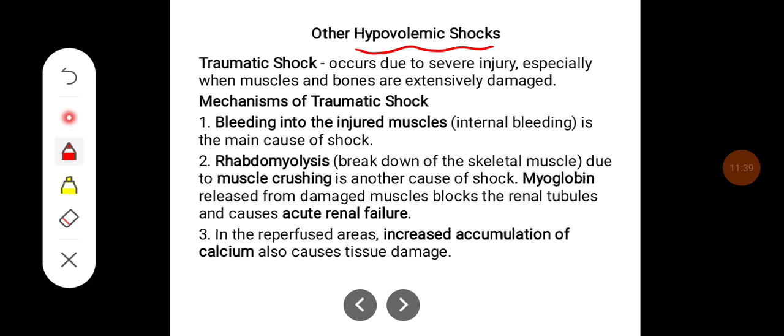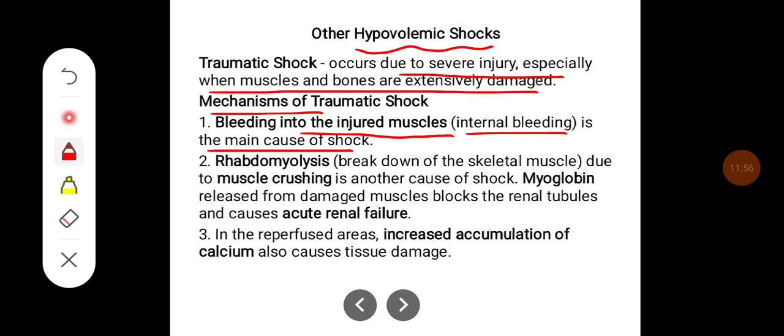Other hypovolemic shock, traumatic shock. This occurs due to the severe injury, especially when muscles and bones are extensively damaged. Mechanism. Different mechanisms are bleeding when it occurs into the injured muscles, that is internal bleeding, which will be responsible for the cause of shock.